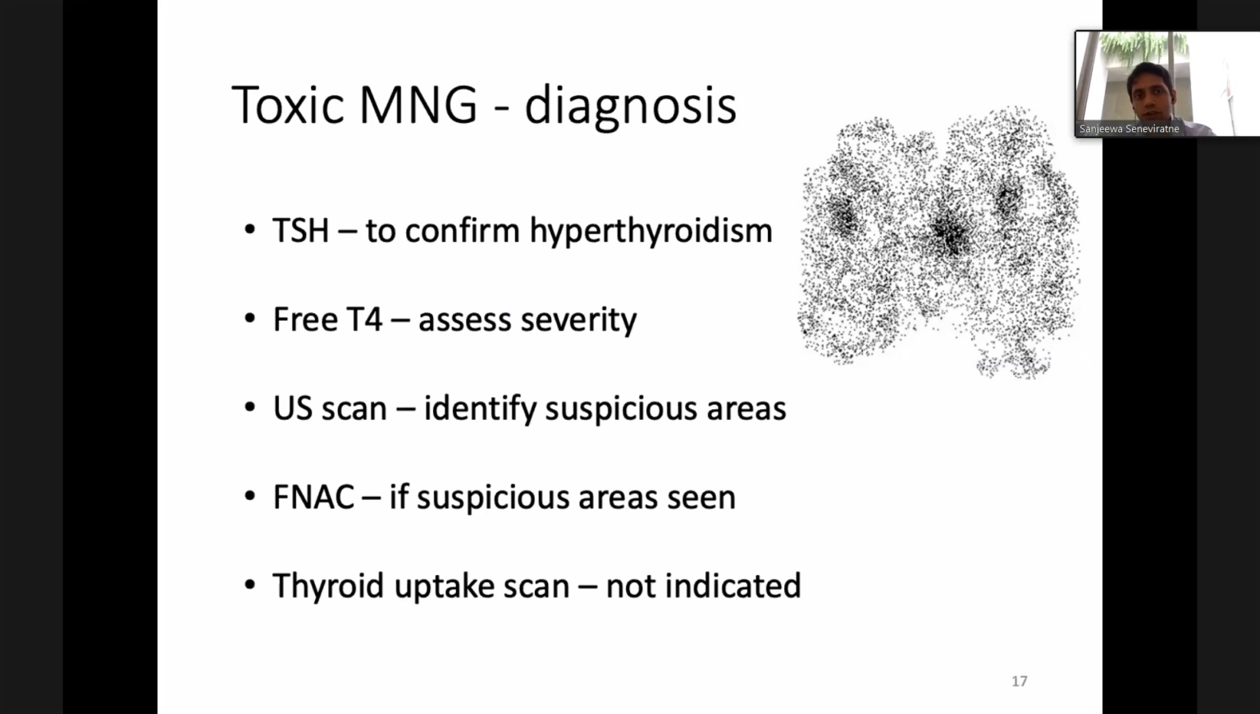Toxic multinodular goiters, what do we do? Once we have a clinical suspicion, we do TSH and T4 levels to confirm the diagnosis and assess severity. Ultrasound scan is routinely done, unlike in Graves' disease, to identify the nodules and to check whether there are any nodules with features suspicious of malignancy. If we see such nodules, then we do FNAC.